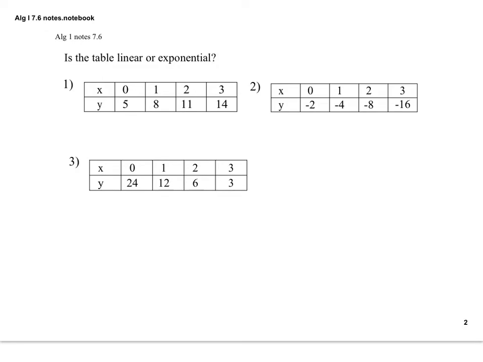So in our examples 1 through 3, the instructions are, is the table linear or exponential? So we need to determine whether it's a linear function or an exponential function. One way we can do that is take a look at our y values and our change in y. The change in y between here and here is positive 3. Between here and here, that's positive 3 as well. And look at that, it's positive 3 again. So for number 1, we would say that that is a linear function.